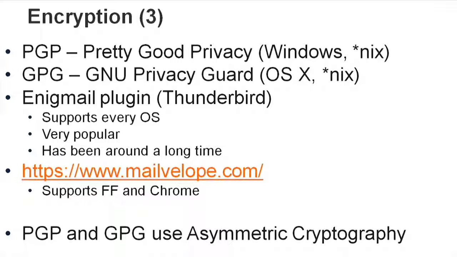So another slide about encryption. We talked about some of these earlier. PGP, which is Pretty Good Privacy. GPG, which is GNU Privacy Guard. OS X and *nix, and you can also get it for Windows too. They have some ports for this now. There's an Enigmail plugin for Thunderbird, and there's also something called Mailvelope, which you can use to manage keys for Gmail, any kind of webmail. Mailvelope supports Firefox and Chrome.